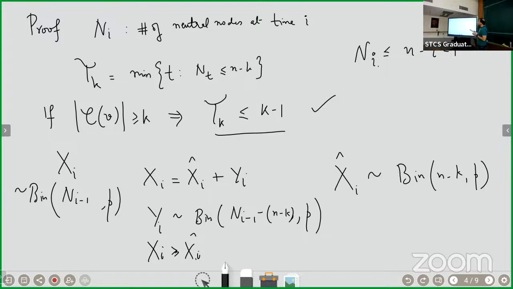So what is the distribution of n of i as a function of n of i minus 1? That's an interesting topic. Distribution of n of i as a function of n of i minus 1.